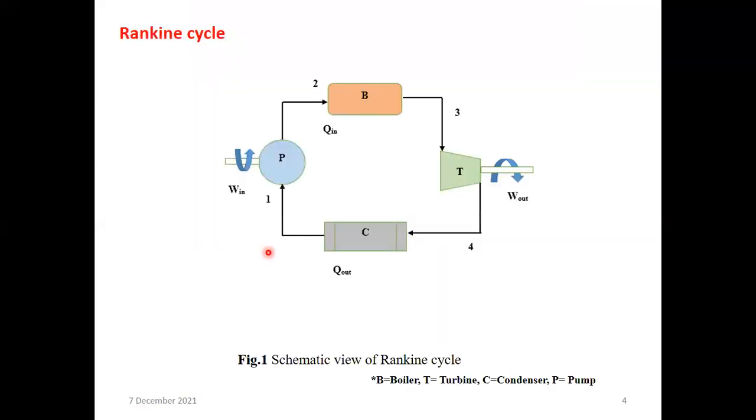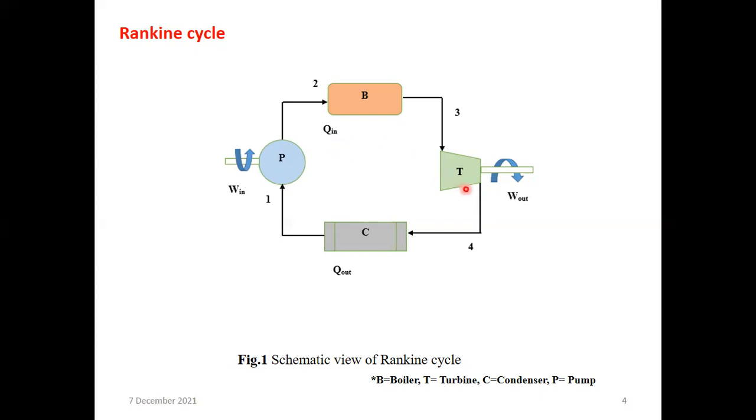Now, coming to the Rankine cycle, this is the schematic view of the Rankine cycle, with a boiler, a turbine, a condenser, and a pump. If you see here, we give numbering: 1 to 2 is the pump, 2 to 3 is the boiler, and then the turbine and the condenser. And as I told you, in the boiler we are giving heat as input, that's why it is denoted as Q in.